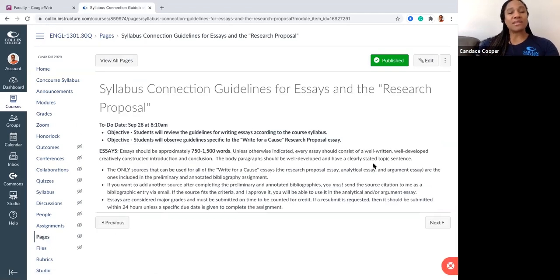All right, so for this essay, it's going to be 750 to 1,500 words, and you have to use sources that were part of your preliminary or annotated bibliography project. If you decide that you want a new source, maybe none of those sources work for you, or you need a new one here or there, then you can simply email me that source with the bibliographic entry. And then after I approve it, you're ready to go.